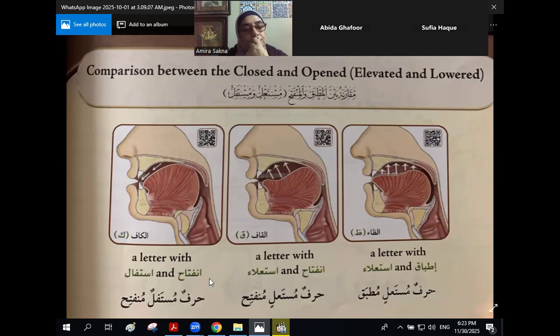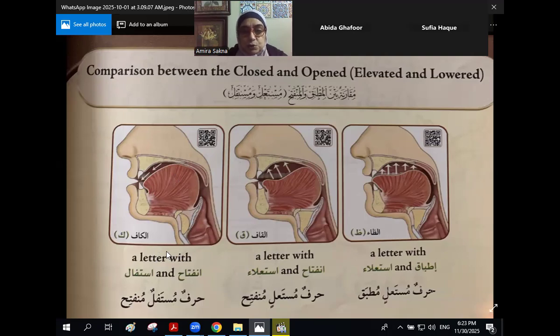Okay? And here, this is the shape of the tongue when I pronounce a letter with istifal, lowering, and انفتاح, opening, like the kaf. The sound descends from the very start. The sound does not rise to the roof of the mouth or the dome of the palate, and logically it will be opened. Because opening, if you remember, we said, means that the sound is not confined between the tongue and the upper palate. Okay? It's easy. It's not difficult.